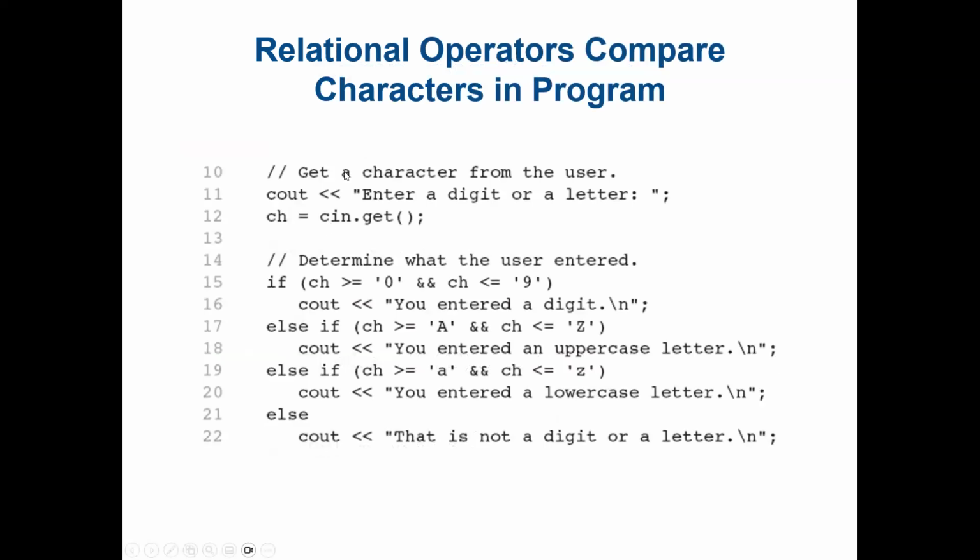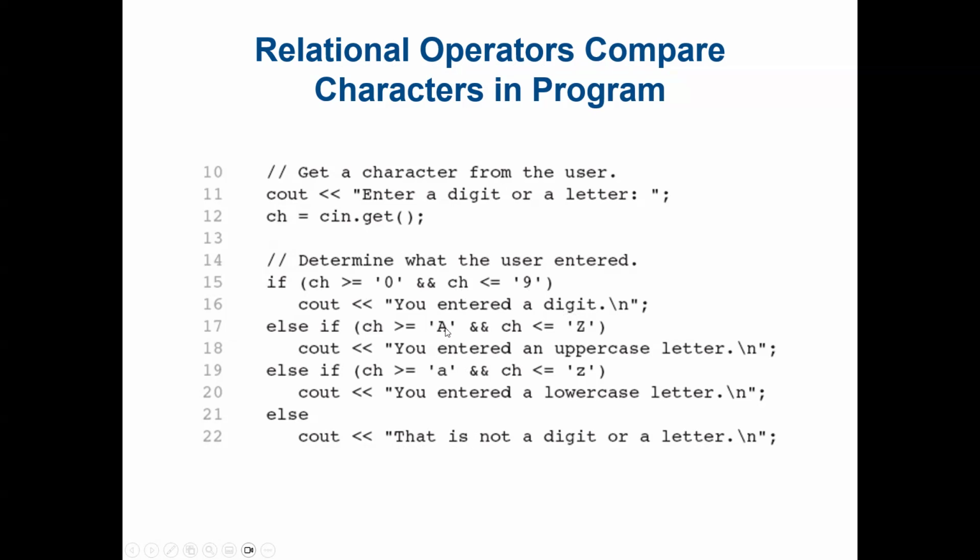So here we ask the user to enter a digit or a letter. We use cin to enter the character. Now, we are going to determine what the user entered. First we say that if the character the user entered is greater than or equal to 0, again, you can see that this 0 is in single quotes, so it's a character, and also ch is less than or equal to 9, then we say you entered a digit.